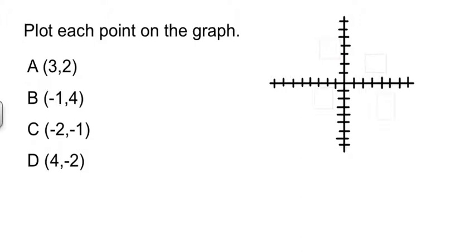So they're going to ask us to plot points on the graph. Believe you've done this a few times in your history. So the point at 3, 2, starting at the origin, over 3, up 2, is A. B, they say, is at negative 1, 4. That means go to negative 1 on x, and then up 4 for y, and you'll find B.